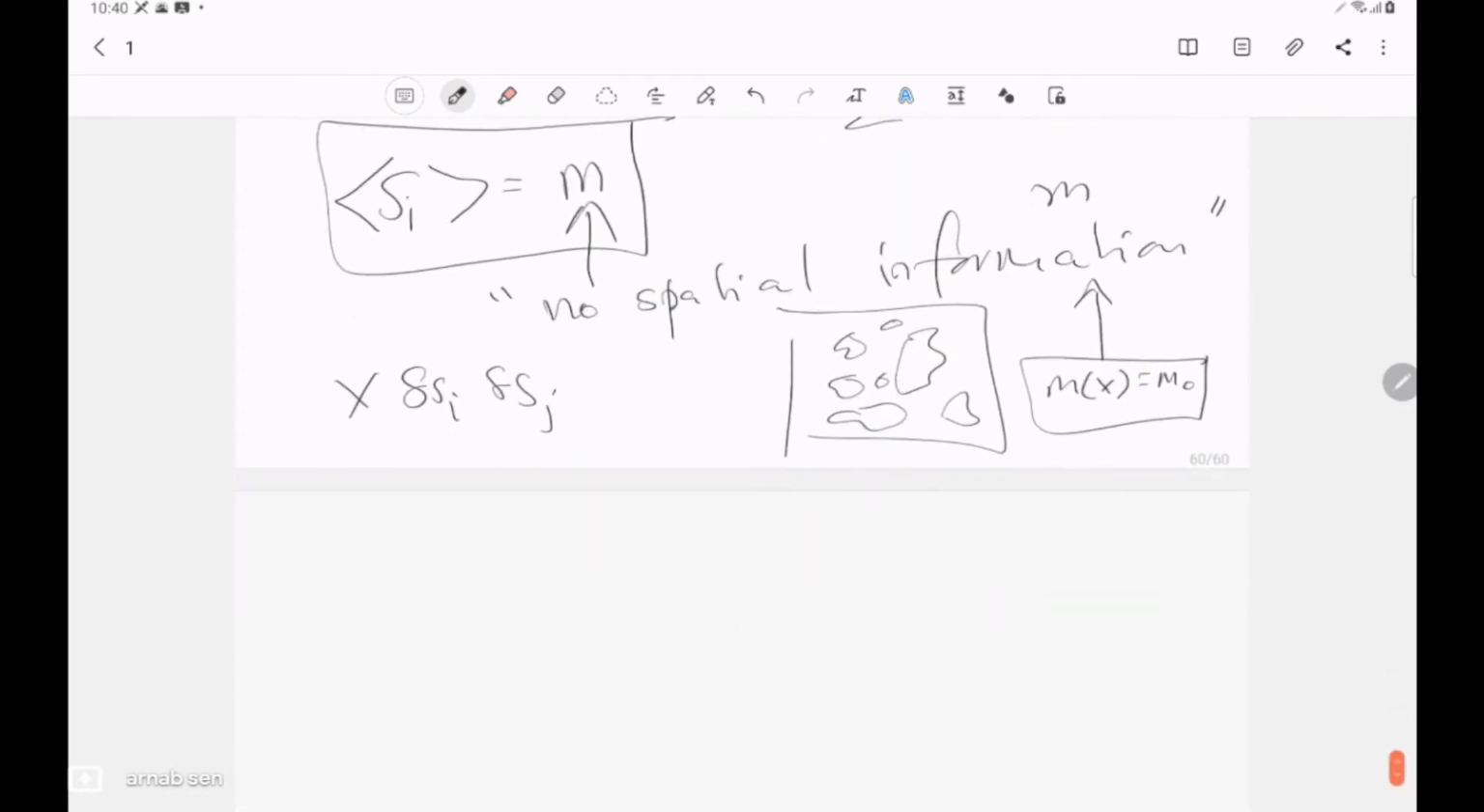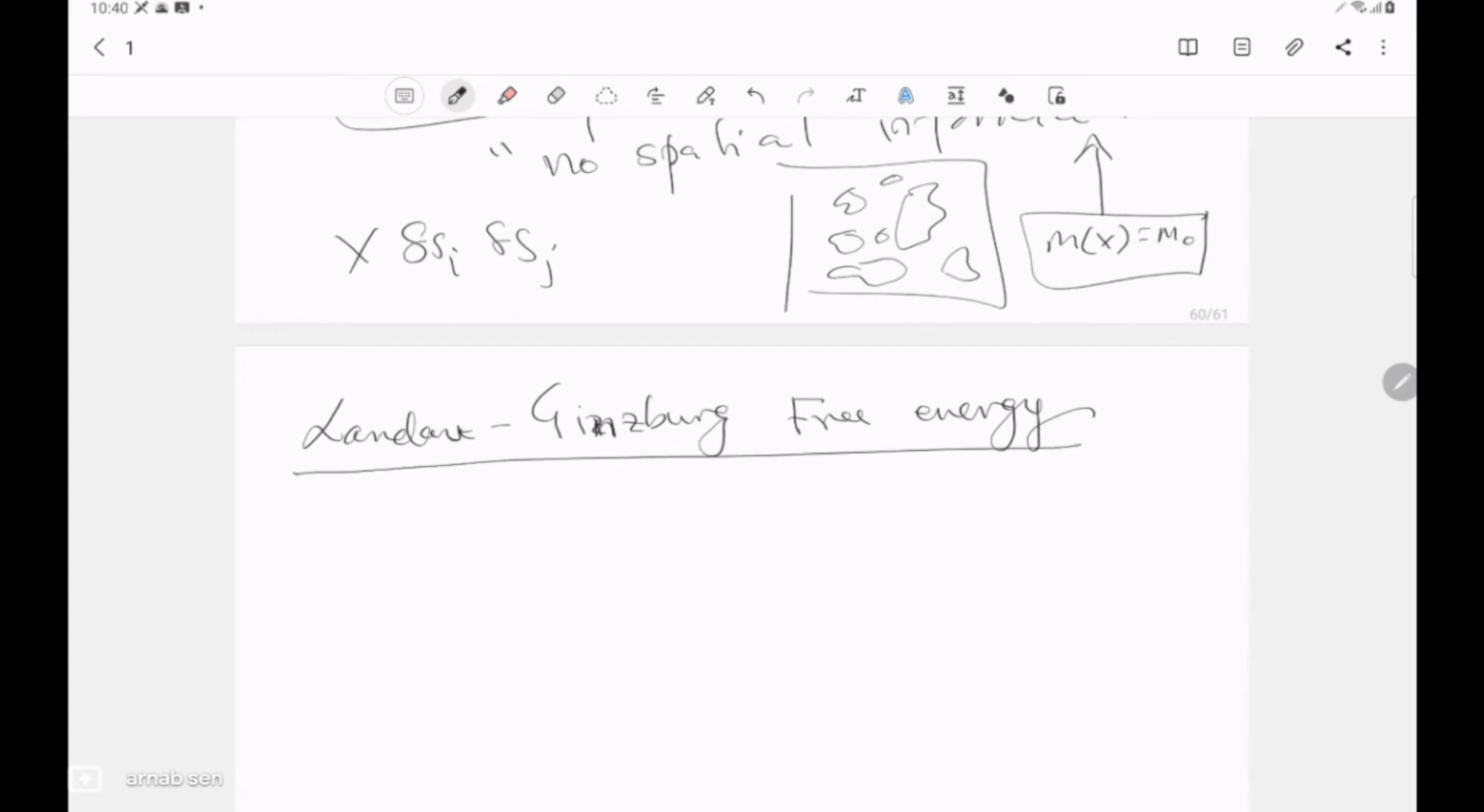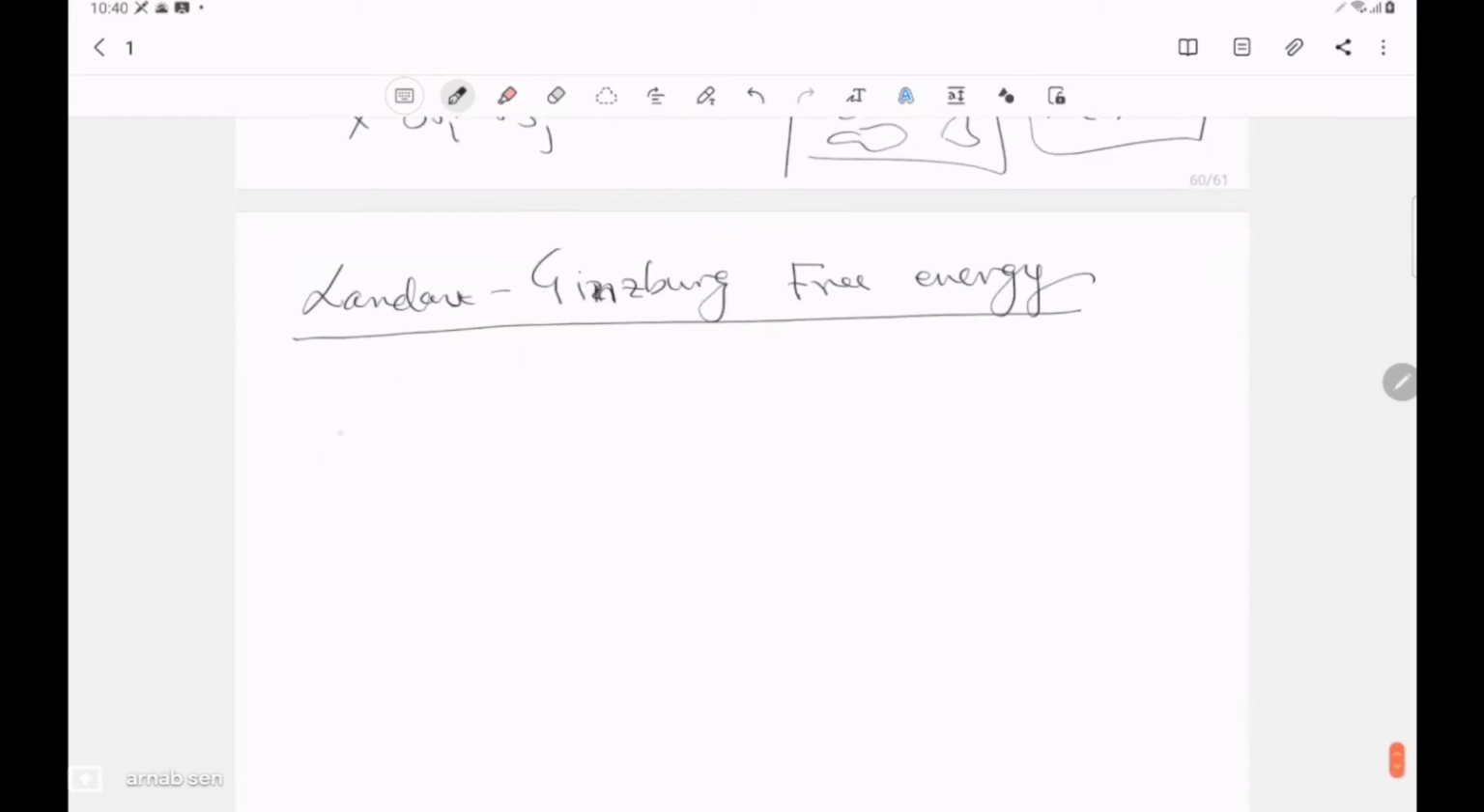Okay, so now let us think about the Landau-Ginzburg free energy. What is this strange object? This object has the property that this M, I don't want it to be a constant in space. In fact, I want to give it a spatial variation.